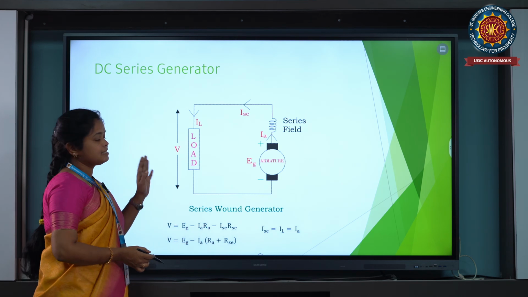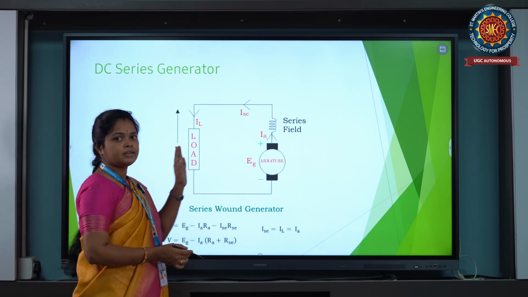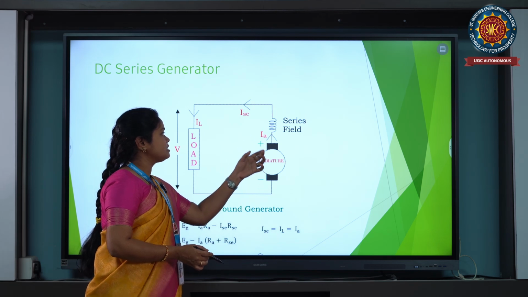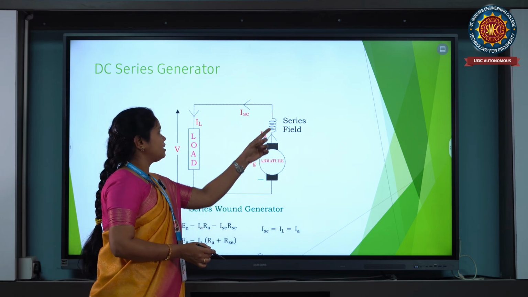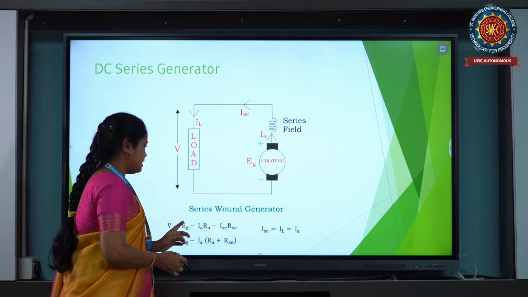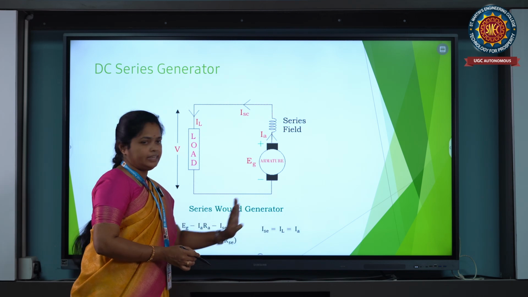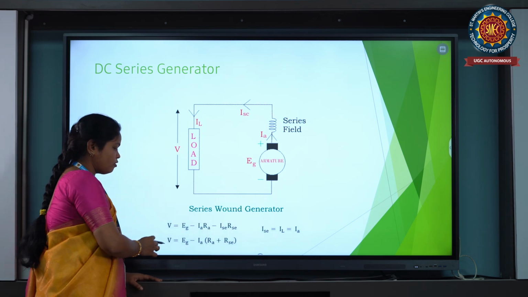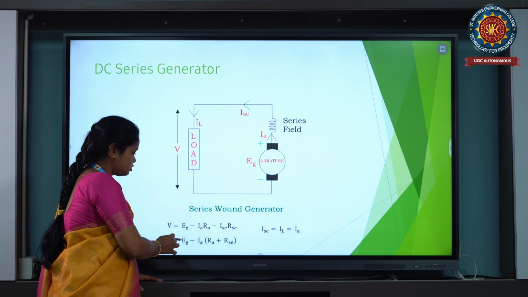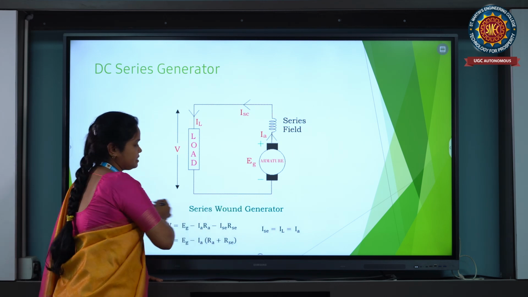And next one is series generator. In a series generator, the field winding is connected in series with the armature. The Ia current flowing throughout the circuit is the same. Then I is equal to IL, Isc is equal to Ia, the armature current. And what about the voltage equation? V is equal to Eg minus Ia into Ra plus Isc.